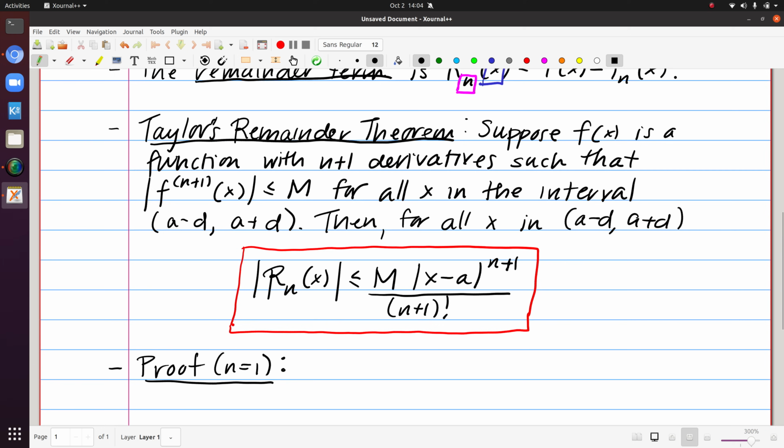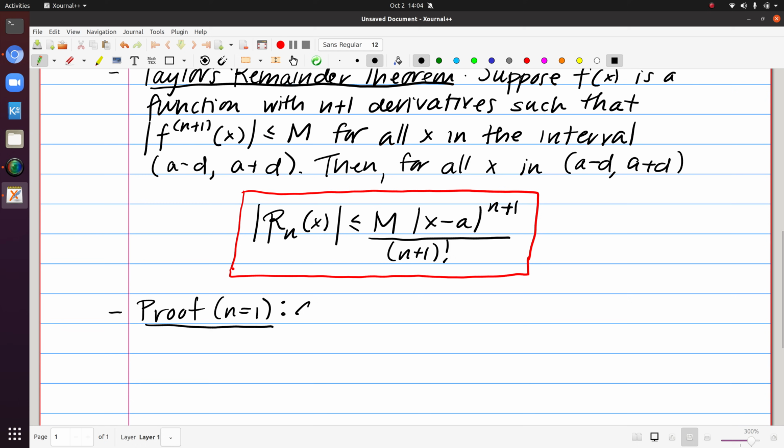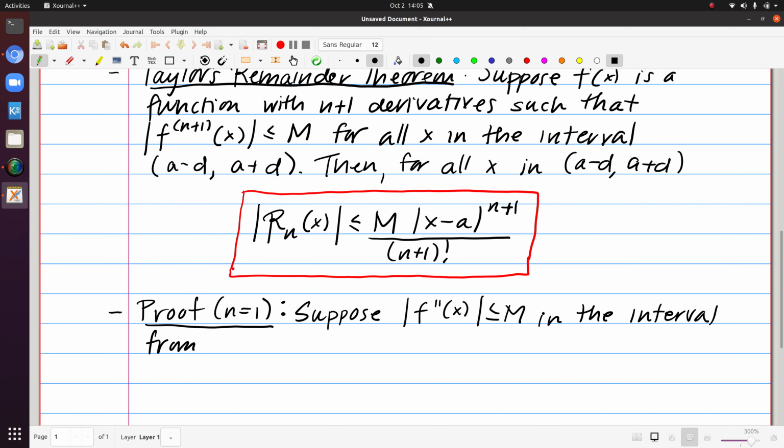So in the hypotheses here for this theorem, what we're going to assume is that the n plus first derivative, in this case that means the second derivative, in absolute value is known to be bounded above by some constant capital M. And for simplicity, I'm going to say in the interval from a to b, and I'll point out a couple things. You could interpret b here as a plus d to make it line up with what we have above. I just am going to find it simpler to write b on my integrals in a moment.